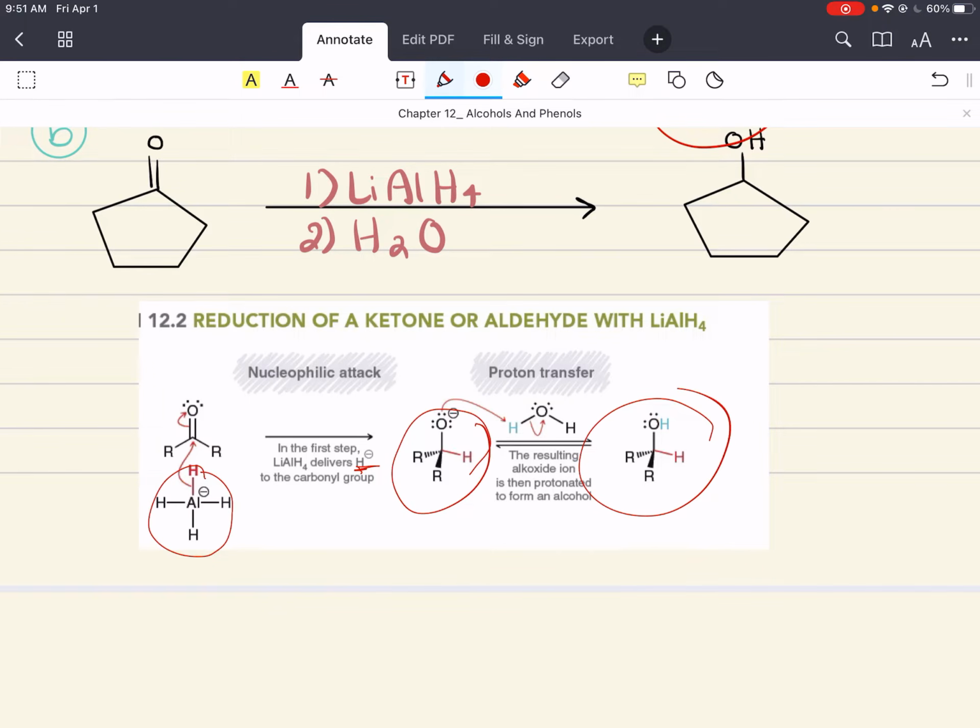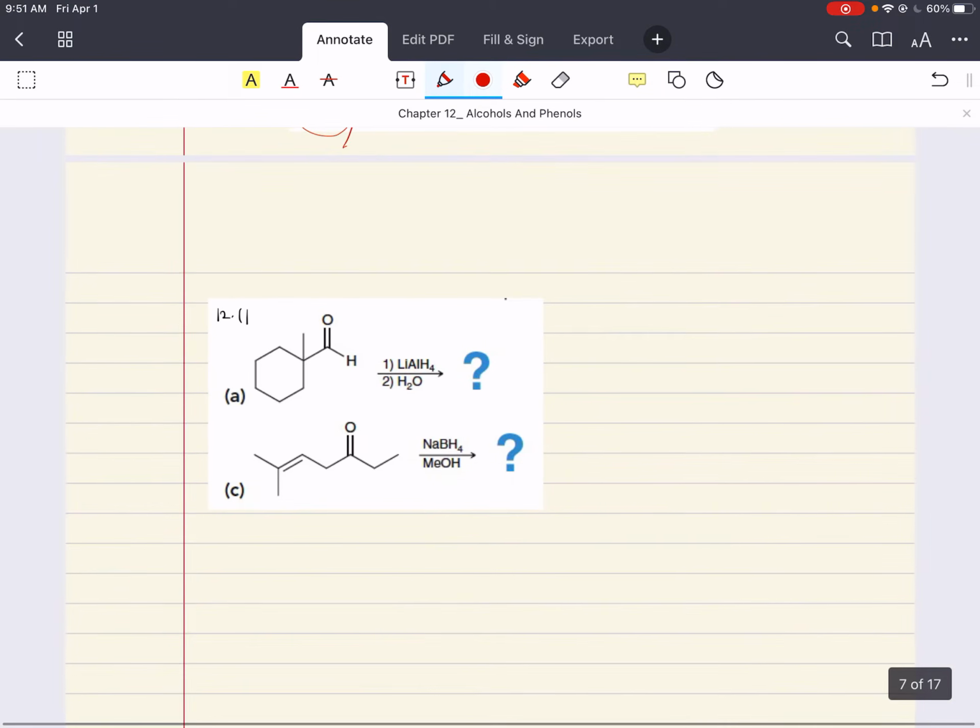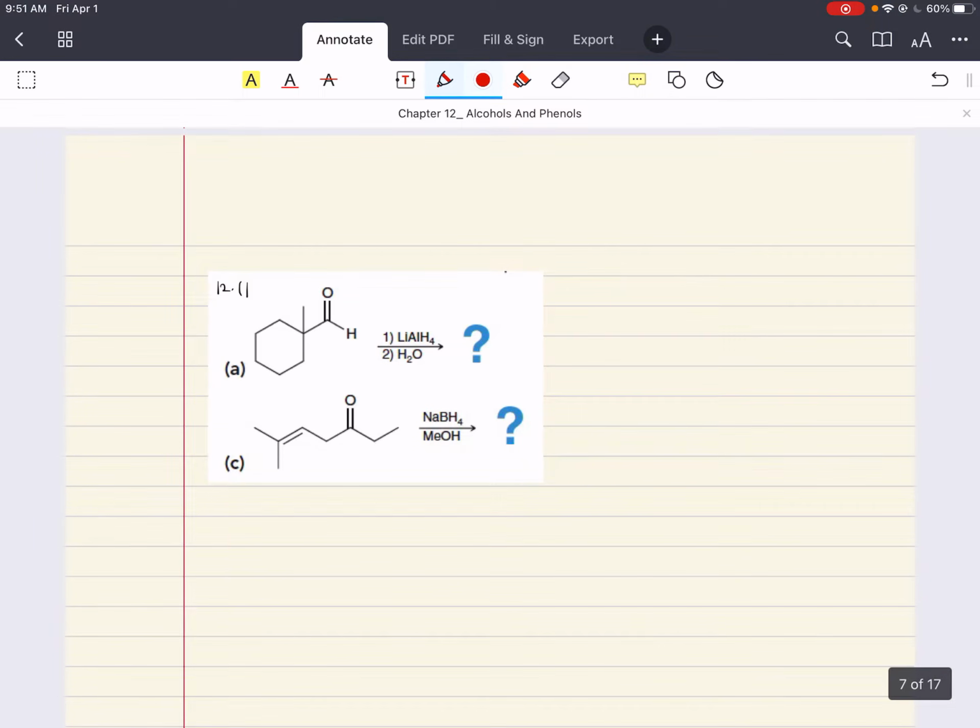Again, with an unsymmetrical ketone, you are going to get a mixture of products. A pair of stereoisomers is going to be obtained, because the hydride nucleophile is going to be able to attack on either face of the carbonyl group. So keep that in mind. Let's jump into some quick practice problems now where we can display what we just learned.